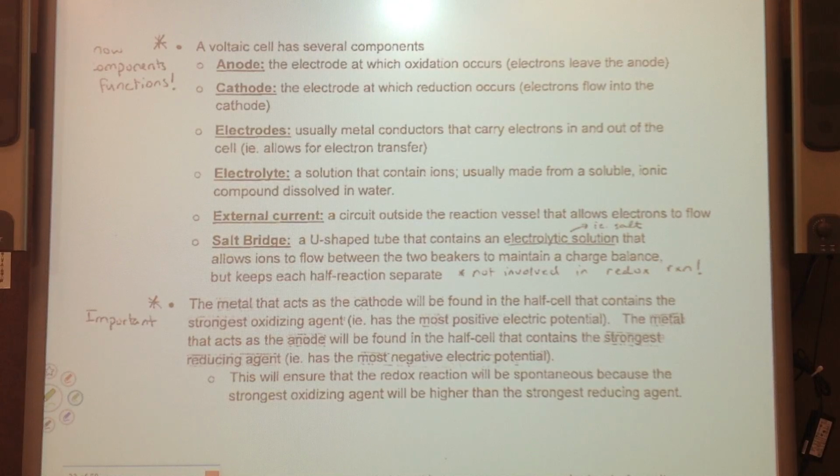Okay. All right. So, definitions of the components that we're looking at. We have to have an anode where oxidation occurs. So you don't need to know that it's the zinc or the copper. The anode is where oxidation occurs. The cathode is where the reduction occurs. So you need to connect those two pieces. Electrodes are usually metal conductors that carry electrons in and out of the cell. An electrolyte is a solution that contains the ions.